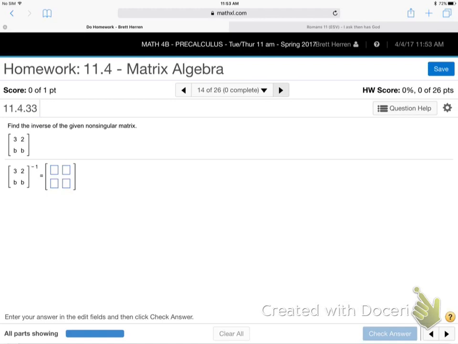All right. So we've got 3, 2, B, B. Try that one. This time we've got letters in there. What's the determinant? Can you tell the determinant right now? Like the number you're going to divide them all by?